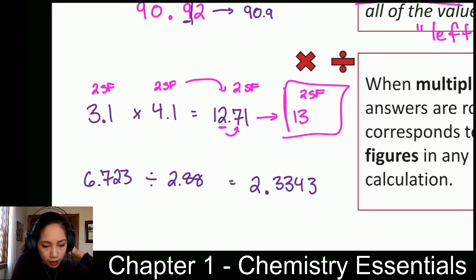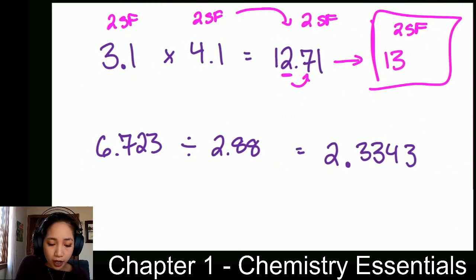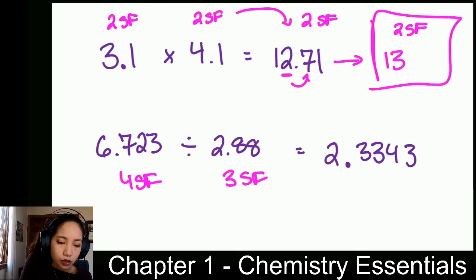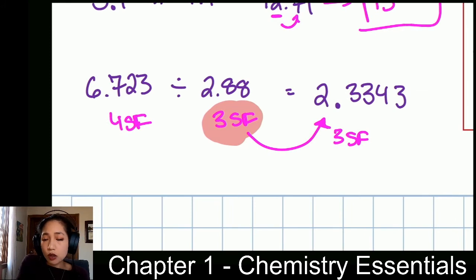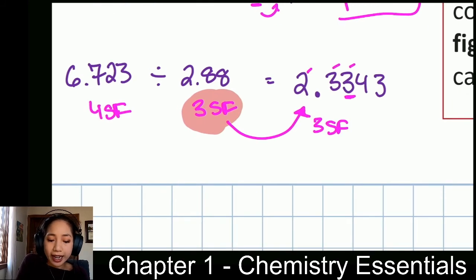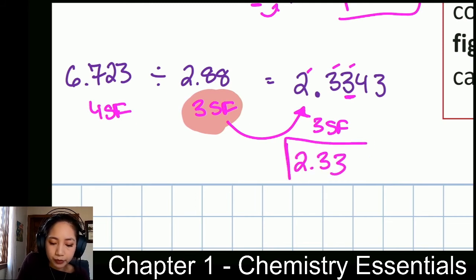So let's identify the number of significant figures that we put into the values in this calculation. 6.723 has 4 sig figs. 2.88 has 3 sig figs. So we're going to round our answer to 3 sig figs. Let's rewrite 2.3343, but only having 3 sig figs. If we just read left to right, 1, 2, 3, we want to round right here at the hundredths place. So our answer written to 3 sig figs will be 2.33. And that's our answer.